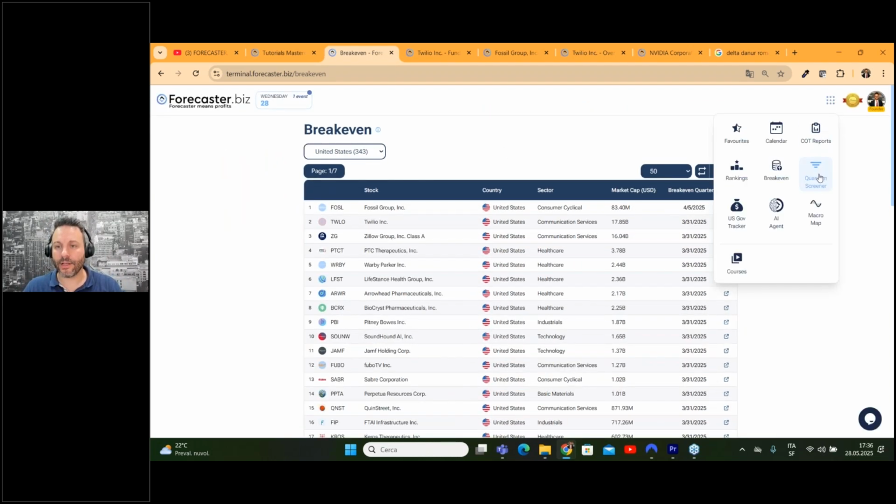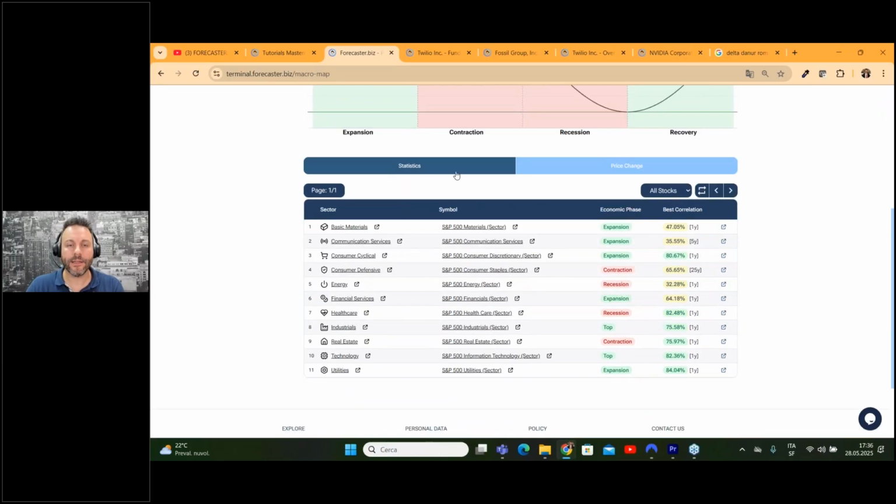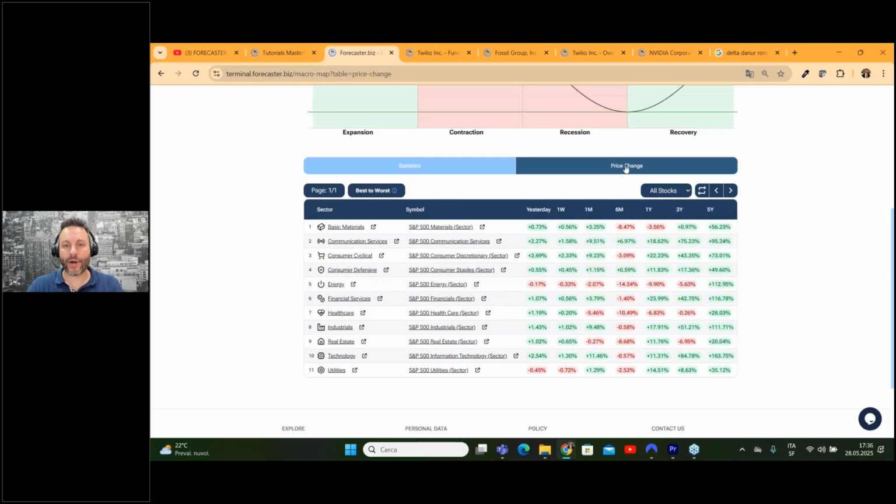Another section I really use is the macro map. The macro map is very interesting because we can see which are the most interesting sectors in a specific moment. As you can see, here you can find the statistics. So you can find, for example, in which phase of the economic cycle a specific sector is, okay? And also you can find the price change.